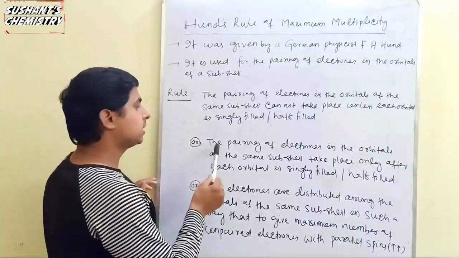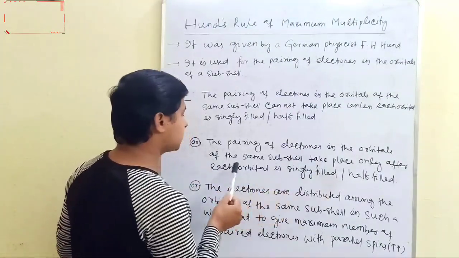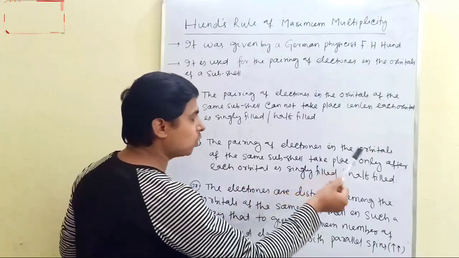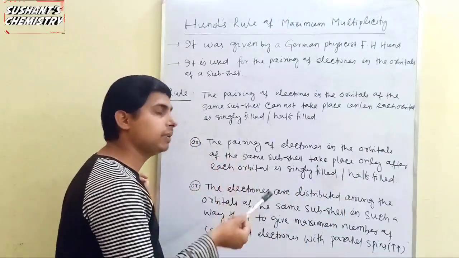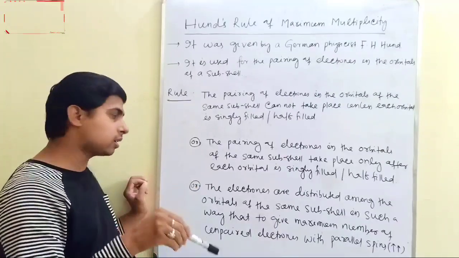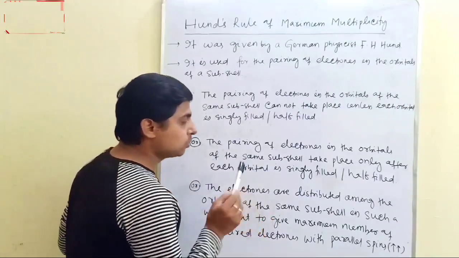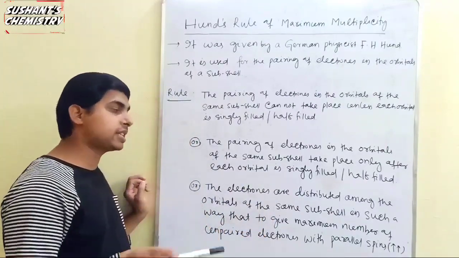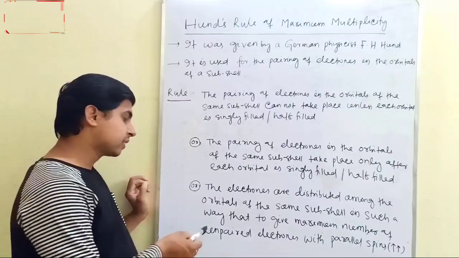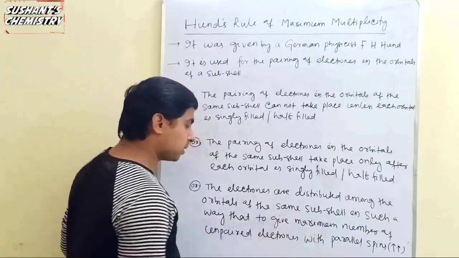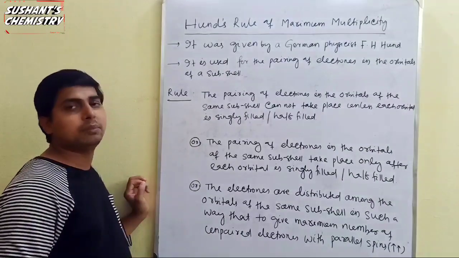Or in other words, the pairing of electrons in the orbitals of the same subshell takes place only after each orbital is singly filled or half filled, or the electrons are distributed among the orbitals of the same subshell in such a way as to give the maximum number of unpaired electrons with parallel spins.